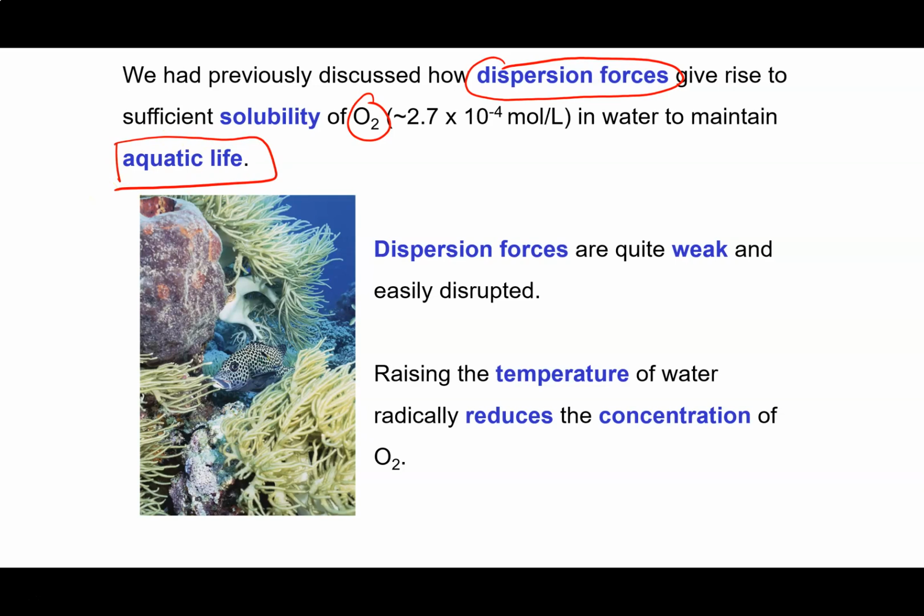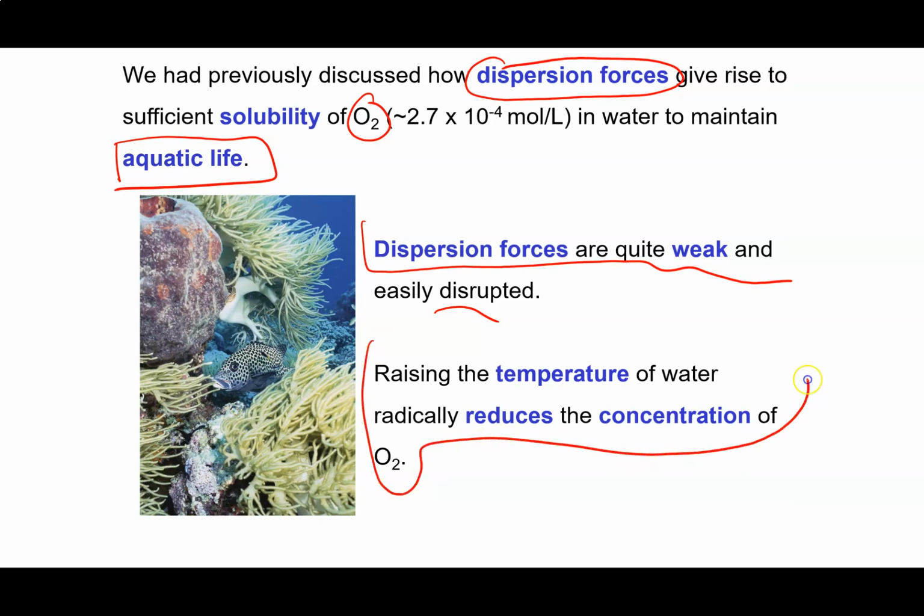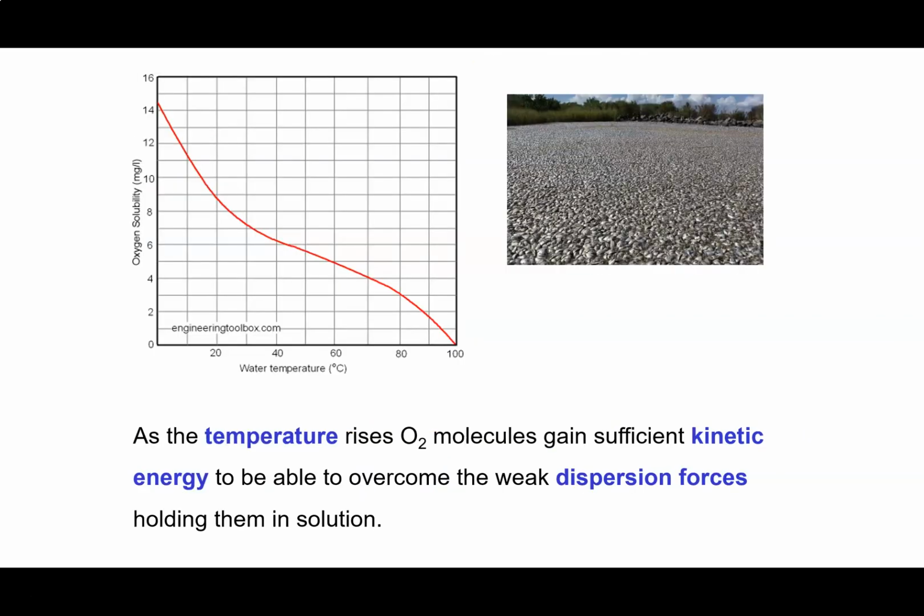Now, it's important to realize that dispersion forces are quite weak. If we put some heat into our system and get our particles moving around a lot, it's easy to break these dispersion forces. So what we observe is that if you raise the temperature of water, you get a radical decrease in the concentration of nonpolar solutes, things like O2. Here's a little graph that shows that.